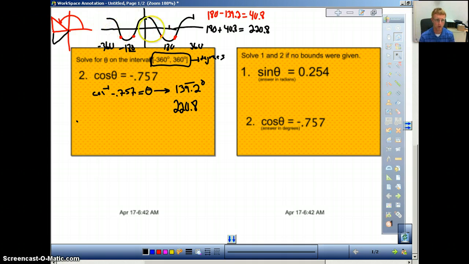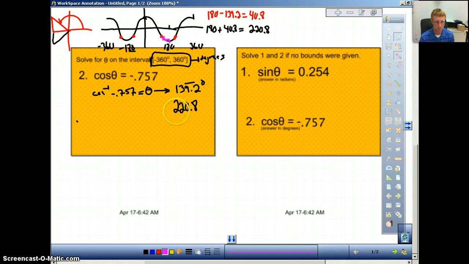When you draw it out on a graph, I see that I go 139.2 degrees, I get to 180, well then I'm going the exact same distance in this direction that I did in this direction. So what I was doing was figuring out the distance between here and here. So the distance is the same. It was 40.8, so I just added 40.8 to 180 and got 220.8.